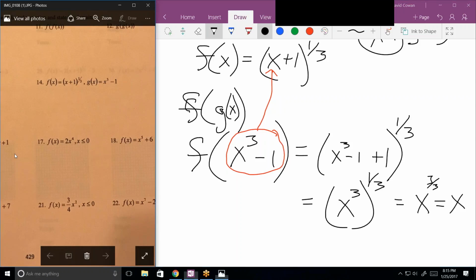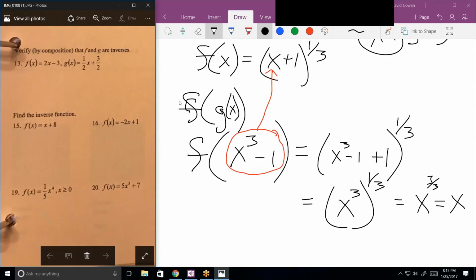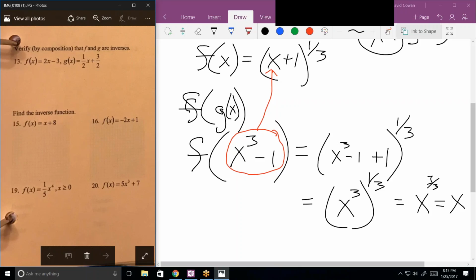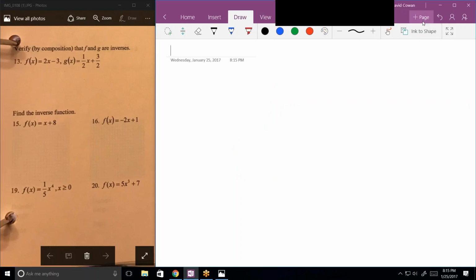Okay, let's see, where's 15? Yeah, find the inverse function. Now these are actually a little easier, because there's only two rules when you're finding an inverse function. You know what they are? Just do the opposite of what it shows. Well, it's more than that. Actually, there's three rules.